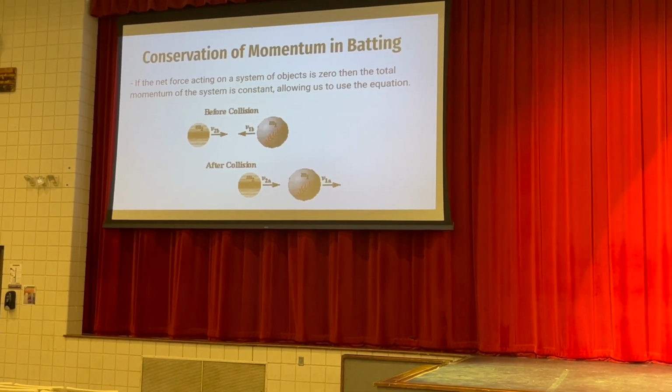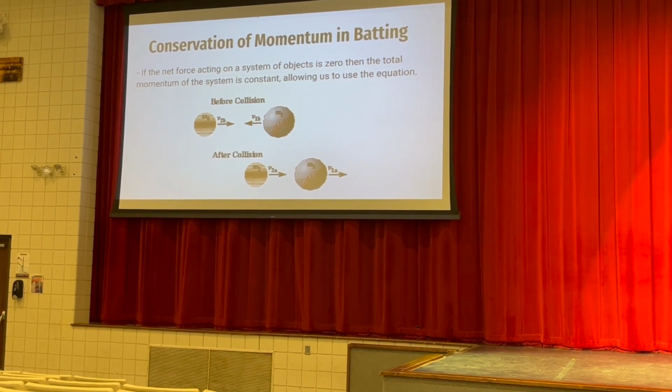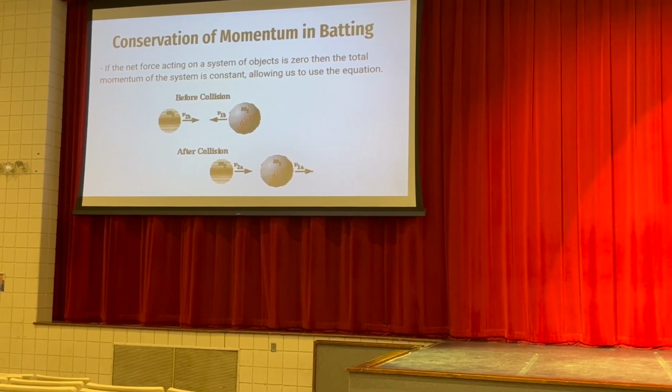Okay, next. And then if the net force acting on a system of objects is 0, then the total momentum of the system is constant, which allows us to use the equation that was in the previous slide. And here you can see how the initial velocities of the ball and bat are opposite, but then after the collision they're the same.